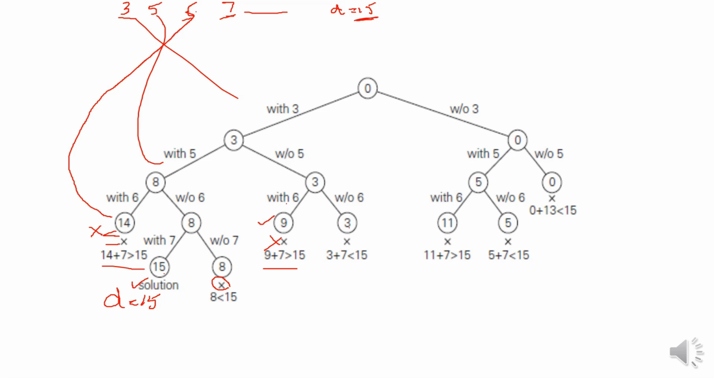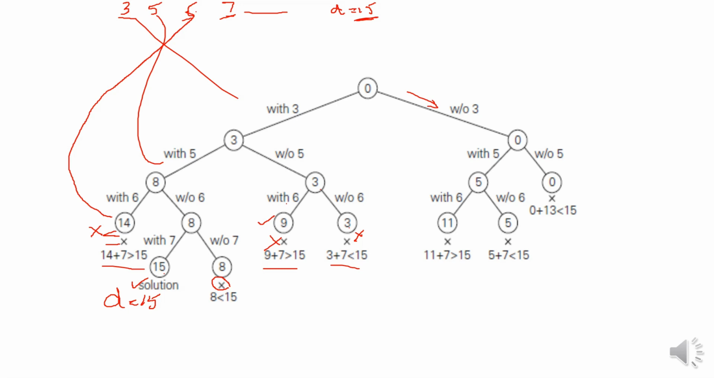At this particular node, we will generate the right child. We are not going to consider the element 6, but the next element possible is 7. So if I include the element 7, 3 plus 7 is 10, and this 10 is less than 15. So again this is a non-promising node. I have reached the dead end. You have to continue next from the right child.